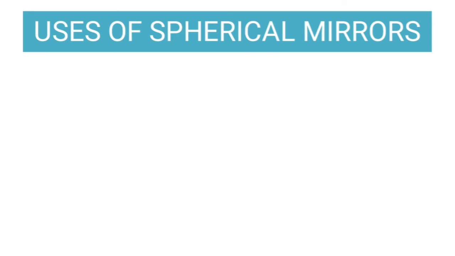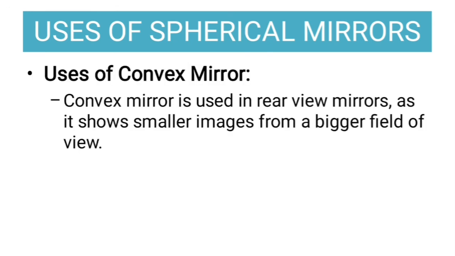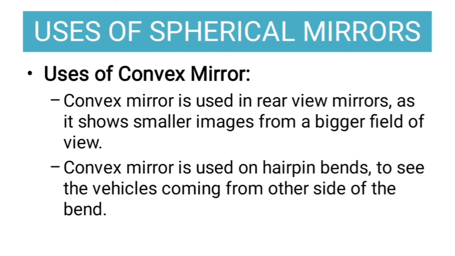Now let us see the uses of a convex mirror. Convex mirrors are used as rear view mirrors as they show smaller images with a bigger field of view. So the purpose of using a convex mirror in vehicles as a rear view mirror is that it gives you a wider view of the background. Then a convex mirror is used on hairpin bends to see the vehicles coming from the other side of the bend. The purpose is again the same, it gives you a wider view. So these were the uses of spherical mirrors.